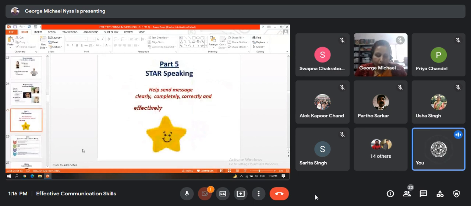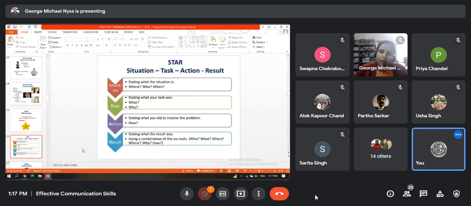Okay. The next part that we'll see is STAR speaking. Let's see what STAR speaking is. It is a structured manner of responding to behavioral based interview questions by discussing the specific situation, task, action, and result of the situation you are describing. So this is STAR speaking. Let us discuss this: situation, task, action, and result.